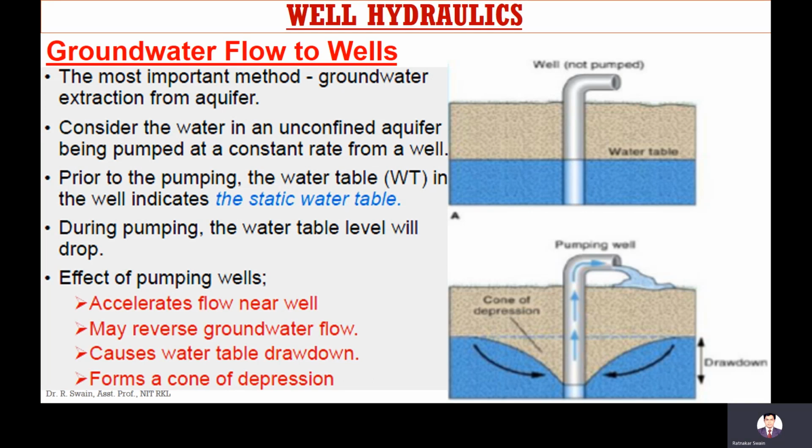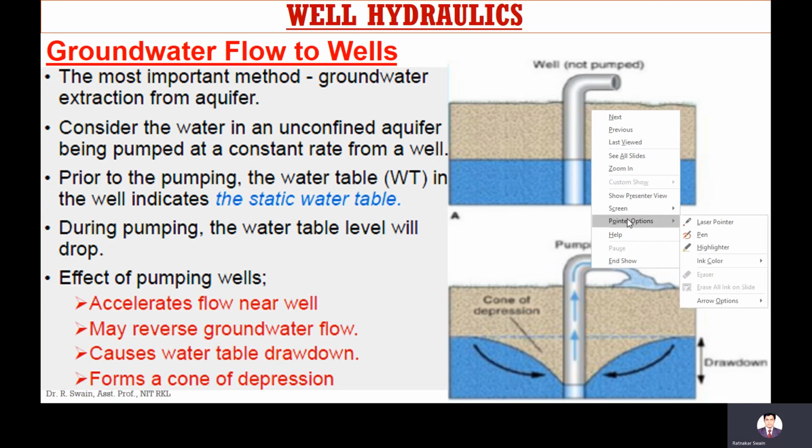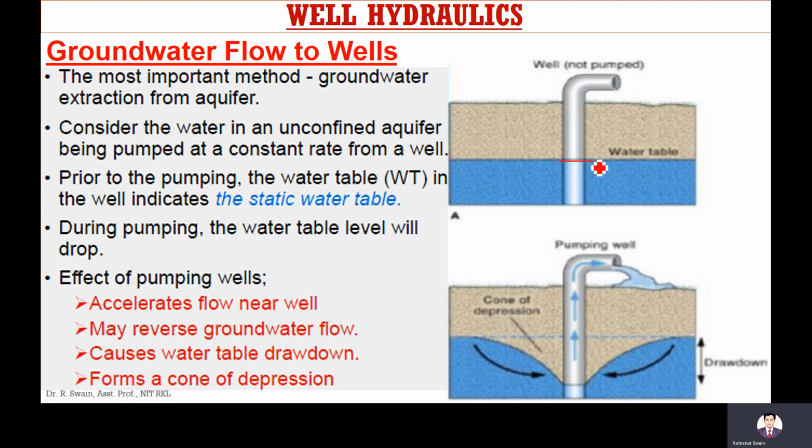Prior to pumping, the water table in the well indicates the static water table. Here you can see in this first picture there is no pumping. Pumping has not yet started, so the water table level is static. When pumping starts, what will happen? There will be a drop of the groundwater table. The level drops, the groundwater level reduces.